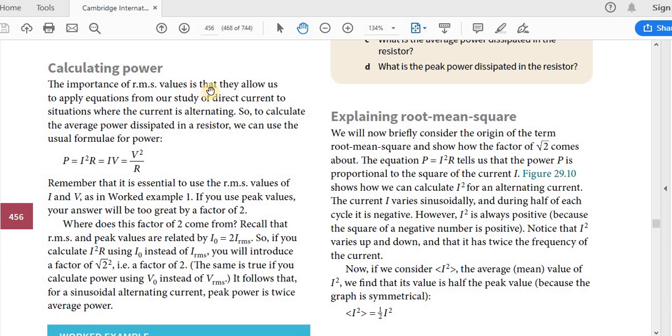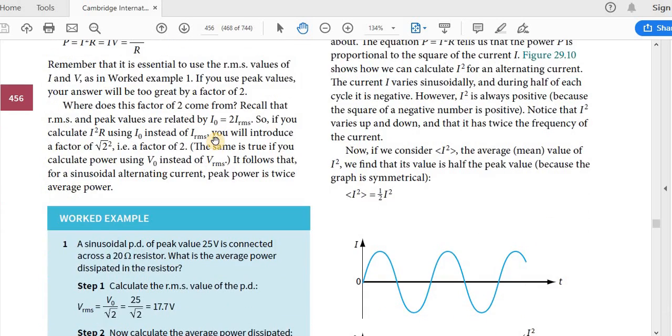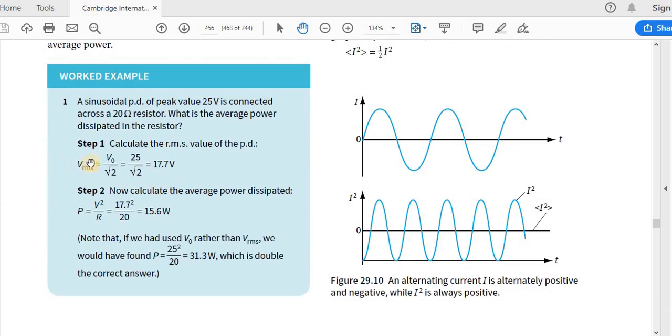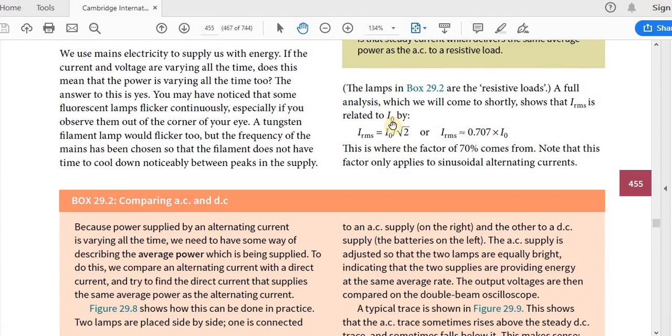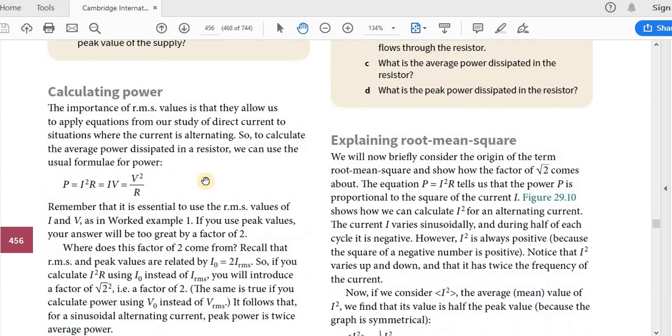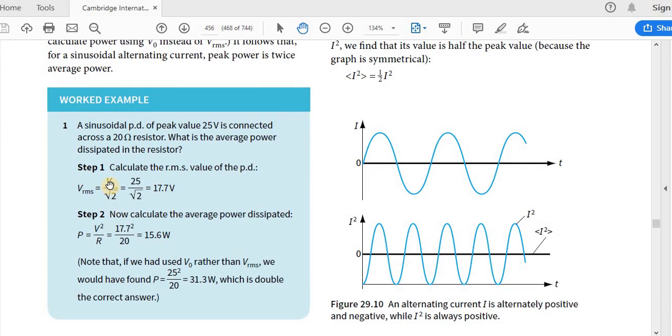See, the importance of r.m.s values is that they allow us to apply equations from our study of direct current to situations where the current is alternating. Okay, so let's go through this equation. First thing is you find V r.m.s, and that is equal to V0 over square root of 2, just like what you had for the equation of I r.m.s. I r.m.s is equal to I0 divided by square root of 2. Similarly, V r.m.s is equal to V0 divided by square root of 2.